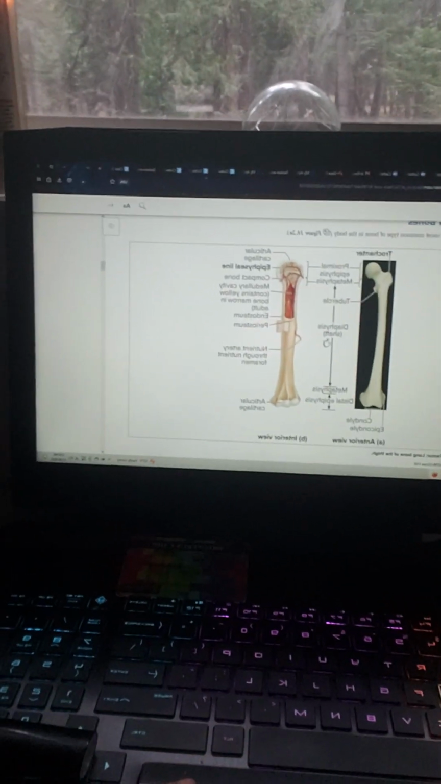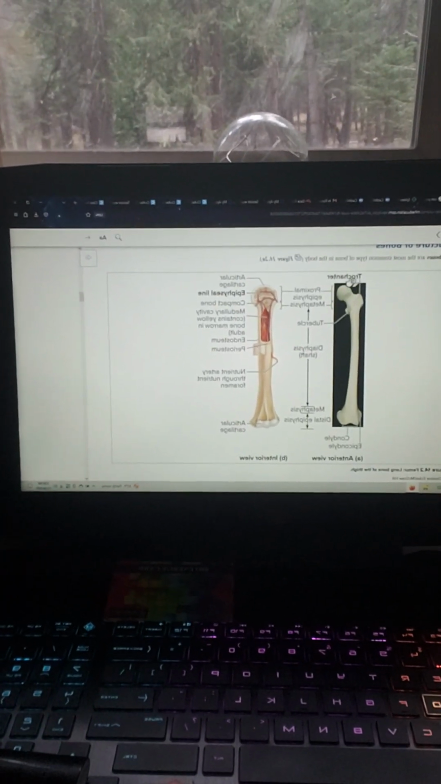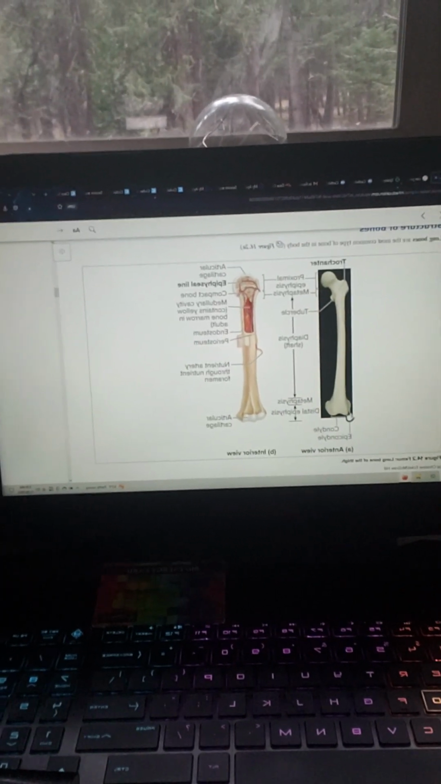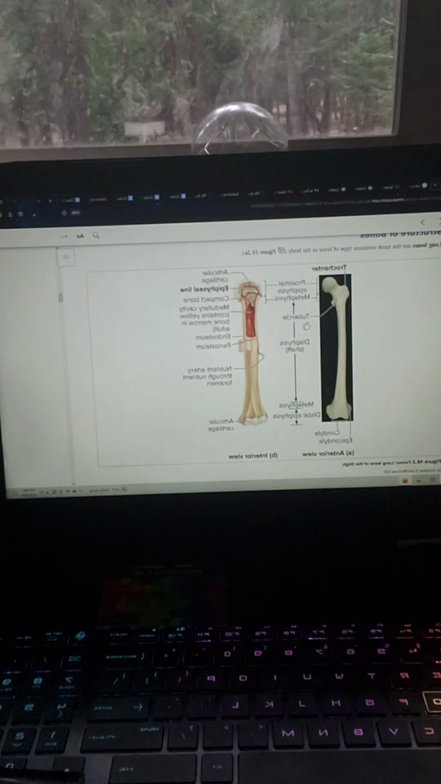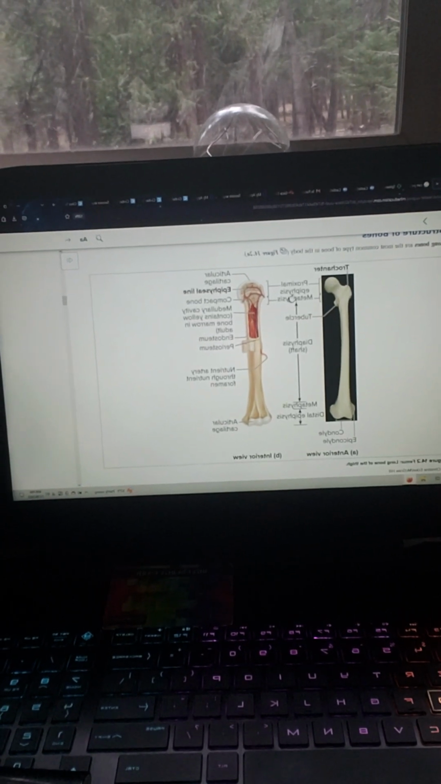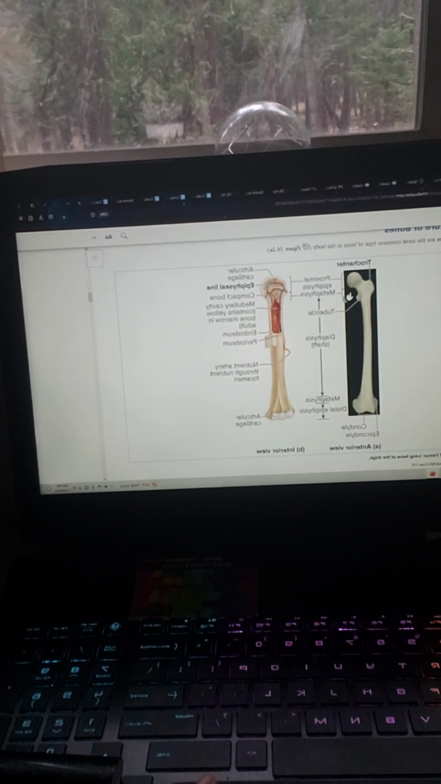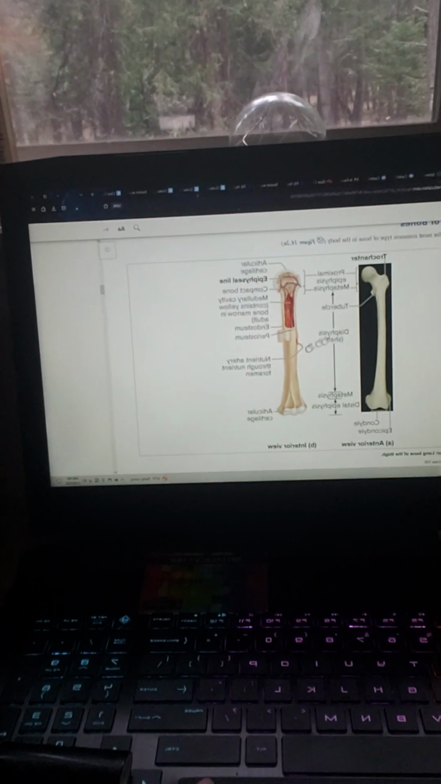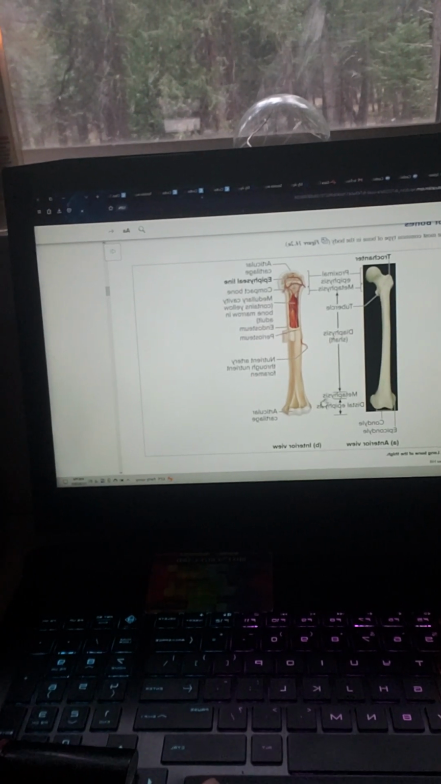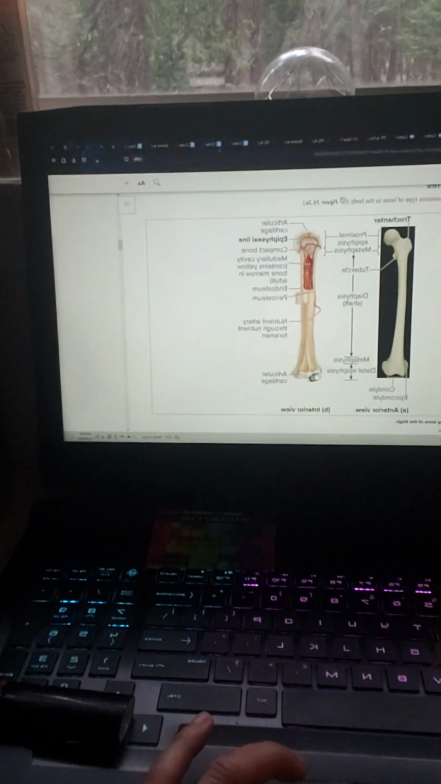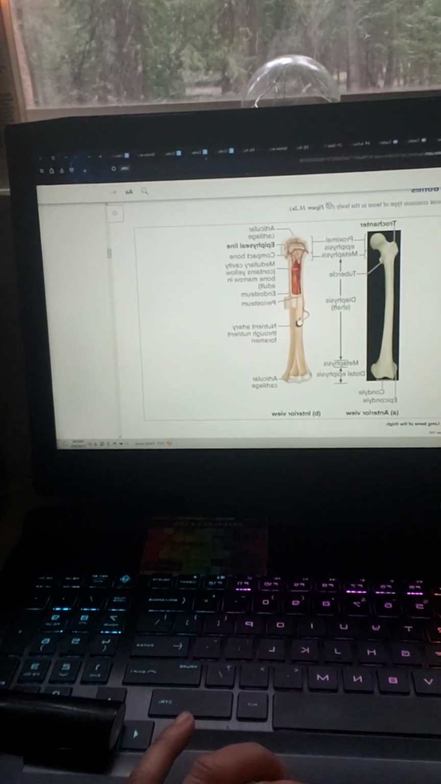Structure of bones. Long bones are the most common type of bone in the body. Trochanter, condyle, epicondyle, tubercle, proximal epiphysis, metaphysis, diaphysis, the shaft, metaphysis, distal epiphysis. There's articular cartilage, and a nutrient artery through the nutrient foramen.